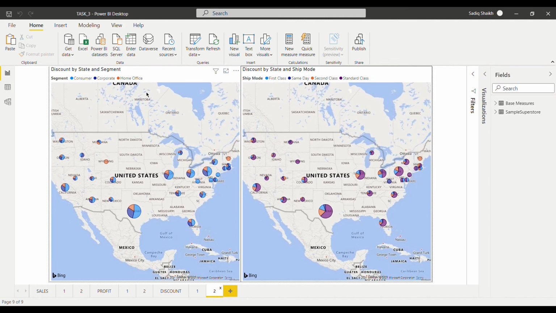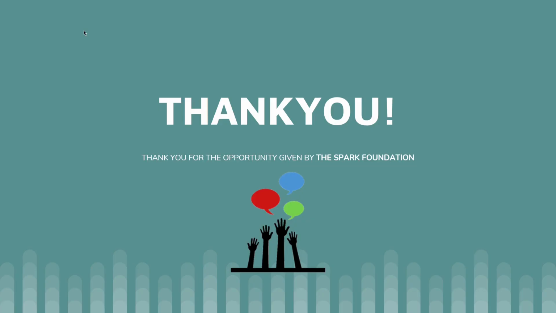And if we look at the segment part, sales to the consumer are earning more discounts than the corporate and the home office. And if we have a look at the discount shipment mode, then the standard class is the most preferred class by the people, and most people have gotten the discounts in the standard class itself.